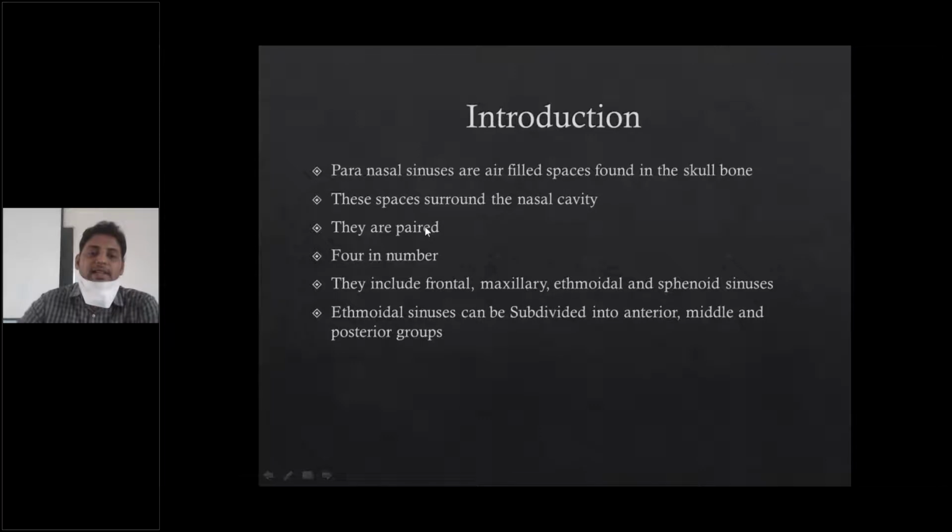These paranasal sinuses are paired, and there are four in number. So usually we have four pairs, and those are the frontal sinus, maxillary sinus, ethmoid sinus, and sphenoid sinus. Able to follow? And again, the ethmoid sinuses are subdivided into anterior, middle, and posterior subgroups.